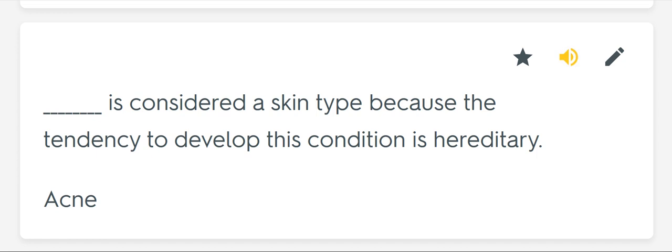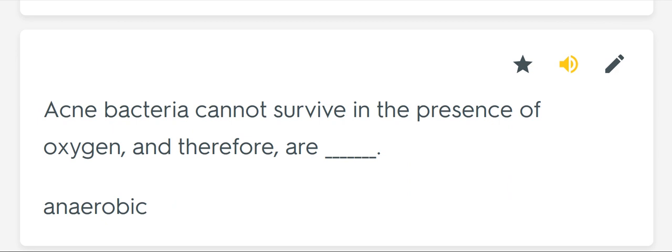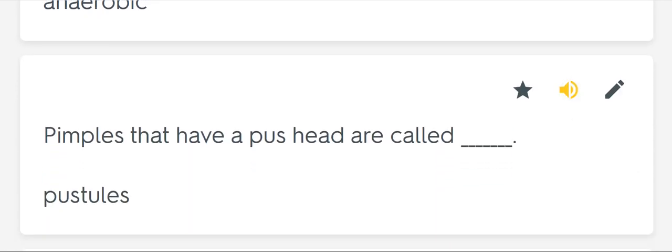Acne is considered a skin type because the tendency to develop this condition is hereditary. Acne bacteria cannot survive in the presence of oxygen and therefore are anaerobic. Pimples that have a pus head are called pustules.